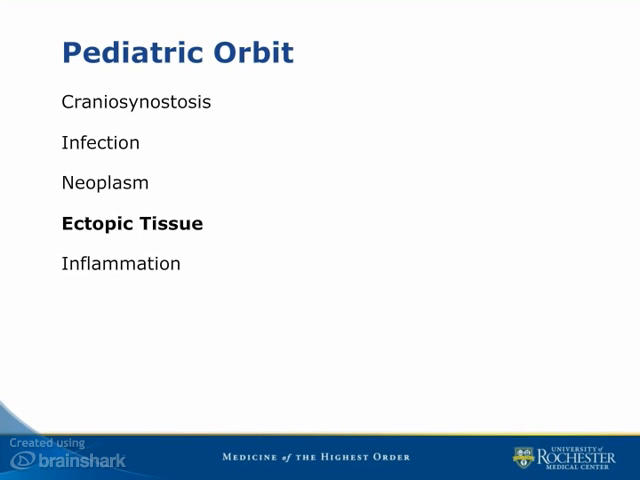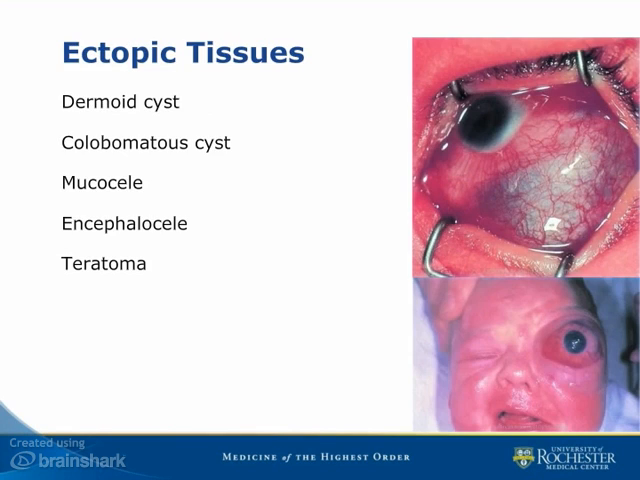We're going to cover ectopic tissue in the next few slides. There are a number of ectopic tissues that can affect the orbit, including dermoid cysts, coloboma cyst, which tends to be microphthalmic with a large coloboma cyst, encephalocele and teratomas.